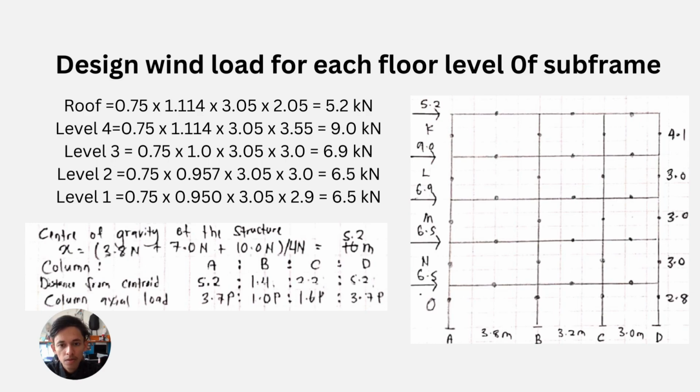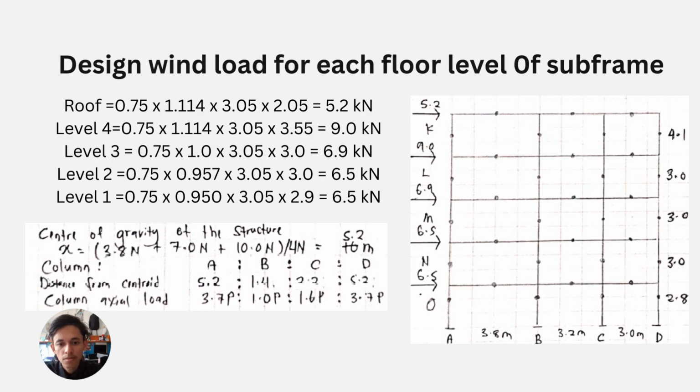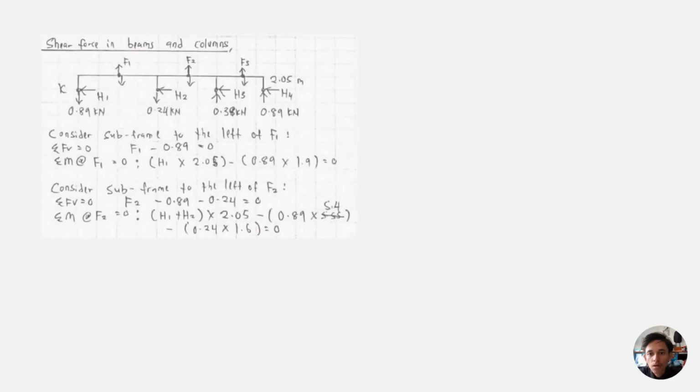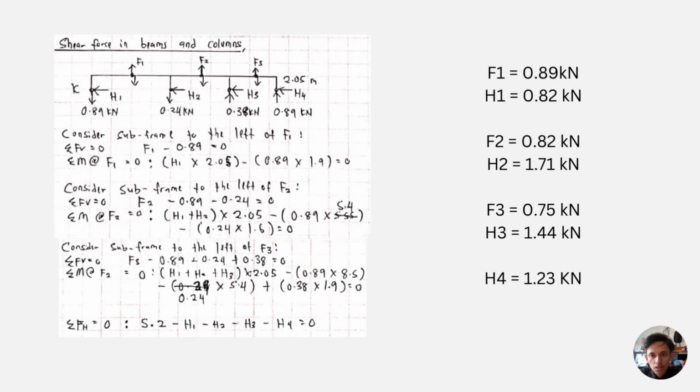And then we find the center of gravity of the structure. And we can find the distance from centroid, and lastly, the column axial load. Next, we need to find the P value and H value for each floor, which is we use axial force in columns, and then we can determine the P value for this K level. Next, we need to calculate the shear force in beams and columns.